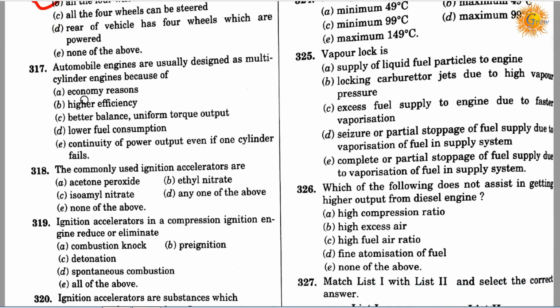Question number 317. Automobile engines are usually designed as multi-cylinder engines because of option A, economy reasons, option B, higher efficiency, option C, better balance, uniform torque output, option D, lower fuel consumption, option E, continuity of power output even if one cylinder fails. So the correct answer is C, it will be better balance, uniform torque output.